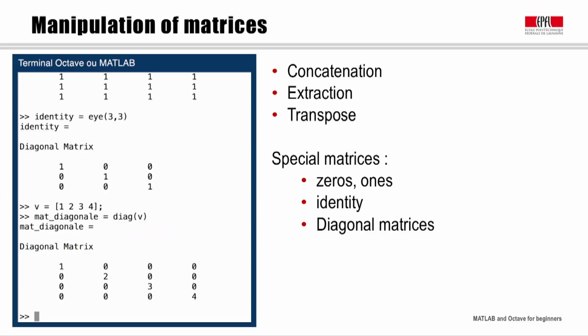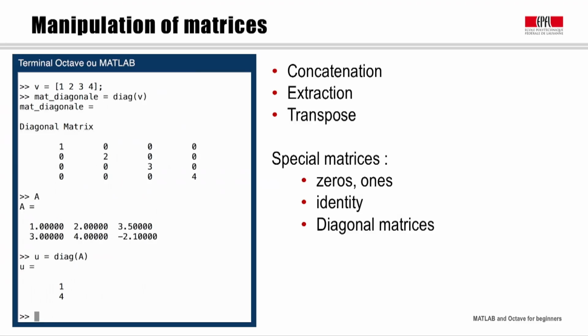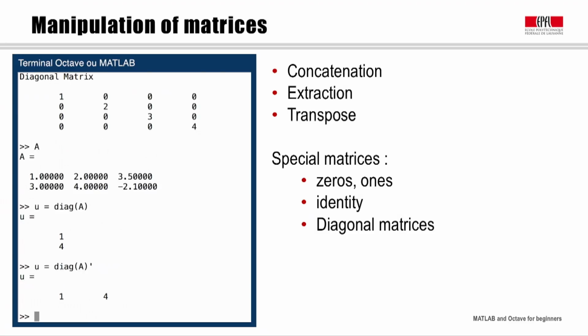I can also do the opposite operation. I have a matrix A, so recall what it is, and now I can extract the main diagonal. Here it would be 1 and 4. So I define the vector U equal to the diagonal of A. And I get the vector 1, 4 as a column vector. If I want a row vector at this point, I have to transpose the diagonal of A.